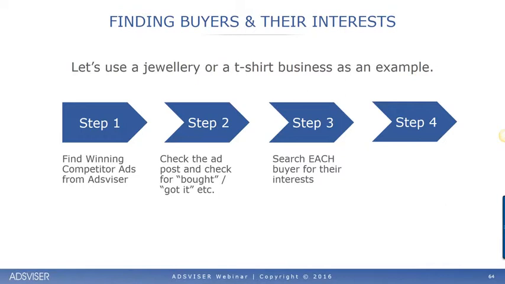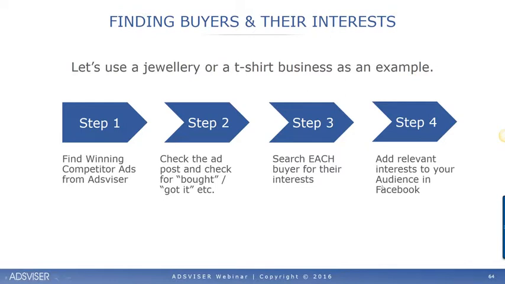Step 3, yes, I will be demonstrating in Adsviser. You then need to go into each buyer that has a highlighted word. For example, if someone used the word purchased, you go into the buyer, right click and open up their profile. Then you go into their likes page and search their likes for interests relevant to your niche. If someone's in the jewelry or t-shirt business, we look at their likes page for something similar.